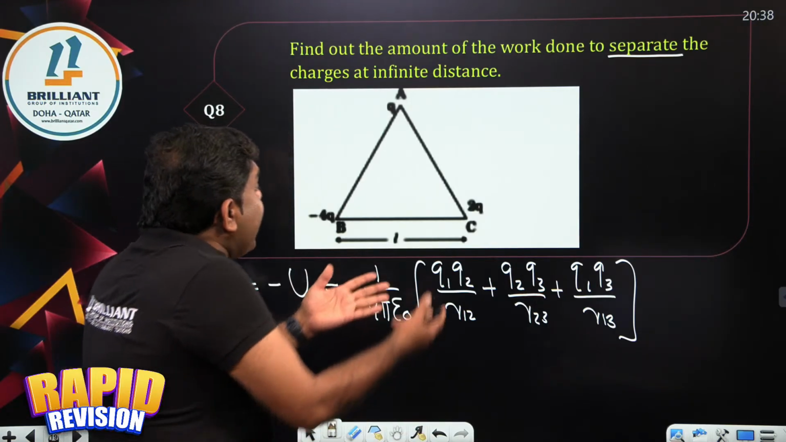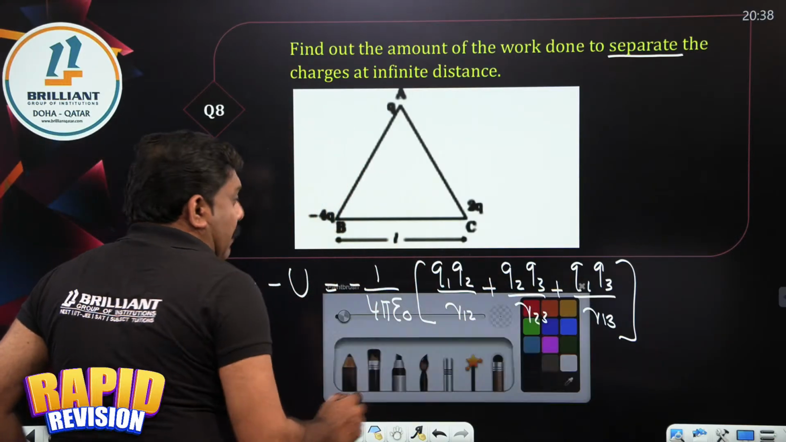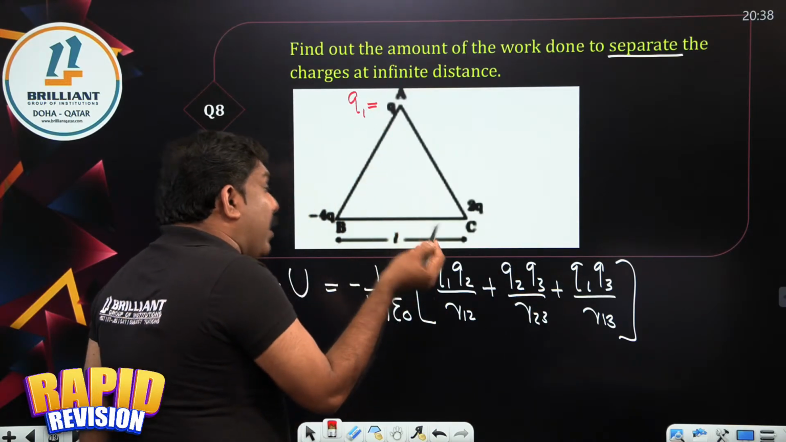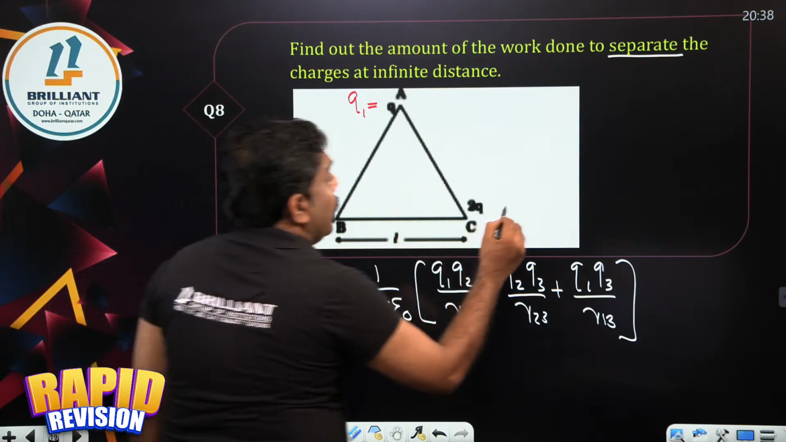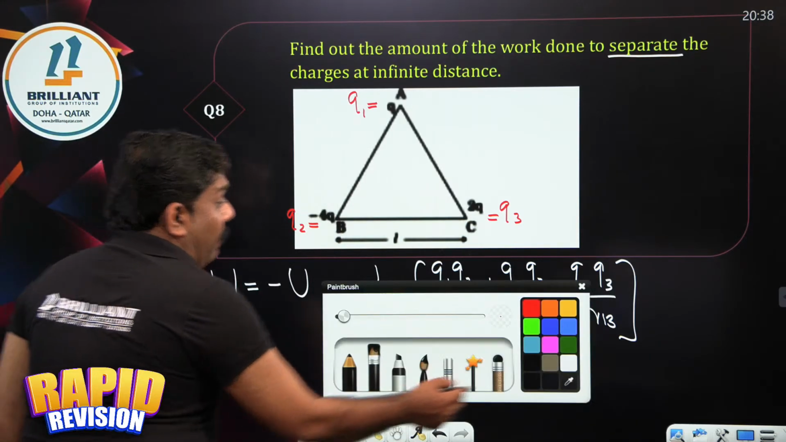And then I didn't assign what Q1, Q2 are, so I want to assign them. I'm assigning the values. What is Q1? I'm taking this as Q1. That is our order, we can take anyone, it doesn't matter. So this I'm marking Q2 and this I'm marking Q3. Then I'm substituting the values now.